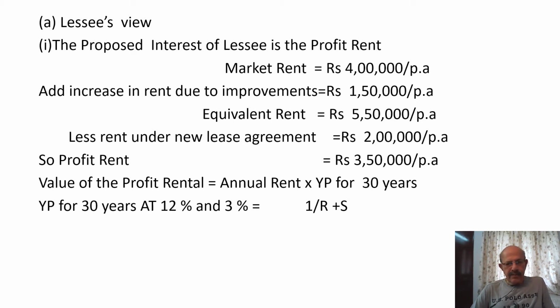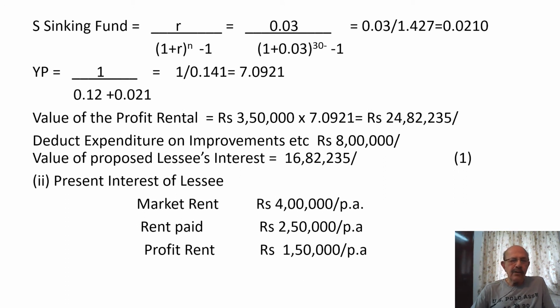Value of the profit rental is equal to annual rent into years purchased for 30 years. Years purchased for 30 years at 12% and 3% is equal to 1 divided by R plus S. R is the rate of return and S is the sinking fund at 3%. So sinking fund is equal to R divided by (1 plus R) to the power n minus 1, is equal to 0.03 divided by (1 plus 0.03) to the power 30 minus 1, is equal to 0.03 divided by 1.427, which is equal to 0.0210.